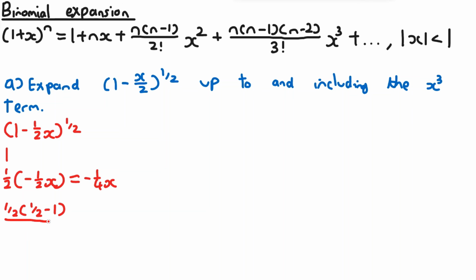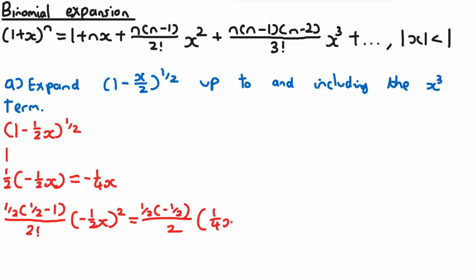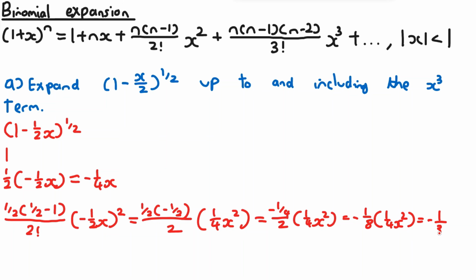And then the third term is going to be a half, then a half minus 1, over 2 factorial, and then minus a half x squared. This is equal to a half, then minus a half over 2, and then minus a half squared, so it's going to be a positive quarter x squared. This is equal to minus a quarter over 2 times a quarter x squared, which is equal to minus 1 over 8 times 1 over 4 x squared, which is equal to minus 1 over 32 x squared. So this is going to be the third term.